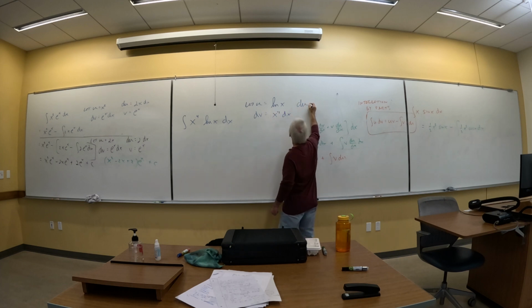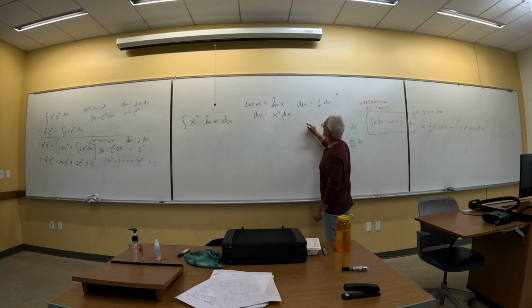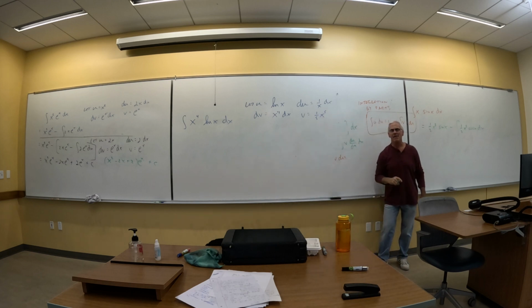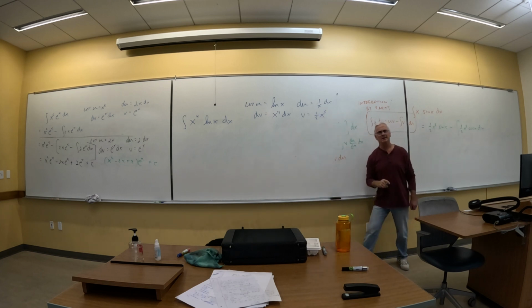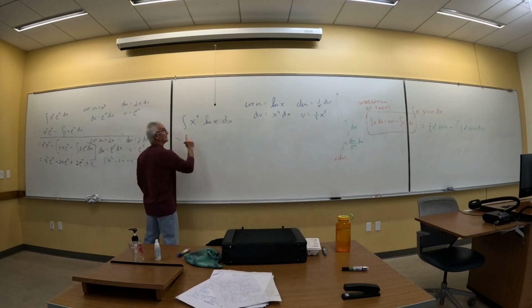So what's your du? 1 over x dx. And your v? 1/5 x to the fifth. Huh. I don't think this is going to be bad. I think this is going to be kind of friendly. uv.